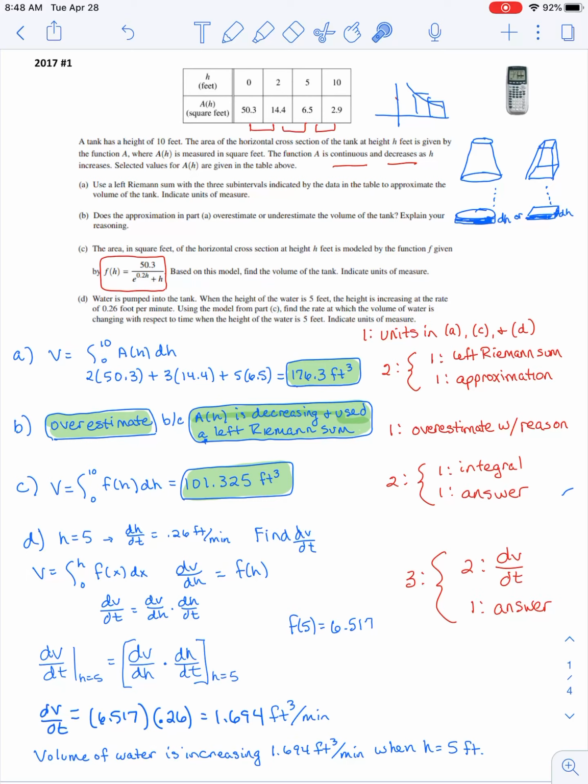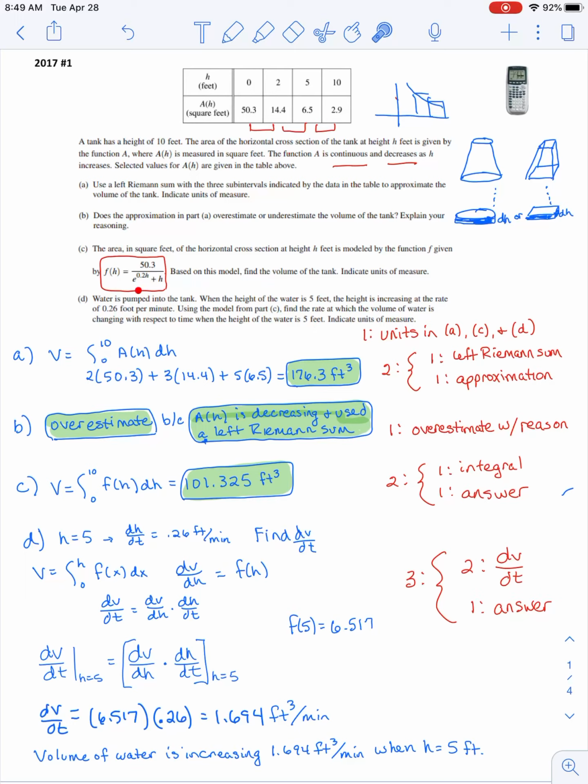Okay, we're going to look at the hardest part of this 2017 number 1 question. That's part D. Water is being pumped into the tank. When the height of the water is 5 feet, the height is increasing at a rate of 0.26 foot per minute. Using the model from part C, find the rate at which the volume of water is changing with respect to time when the height of the water is at 5 feet.